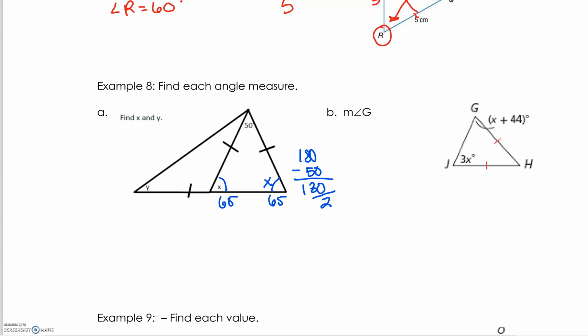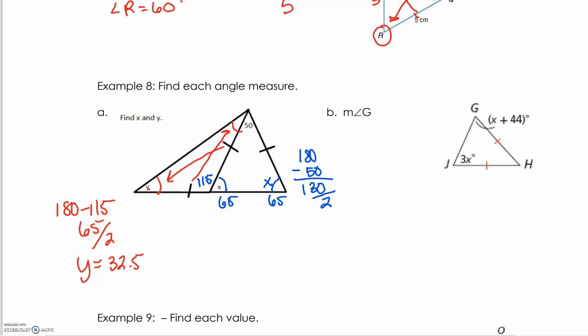And if this is 65, then this one has to be supplementary, so 115. And again, these would be congruent because it's opposite my tick marks. And if this is 115, then I know 180 minus 115 leaves me with 65 degrees for both of these. Dividing that in half to figure out what each of them is, y would have to be 32.5.